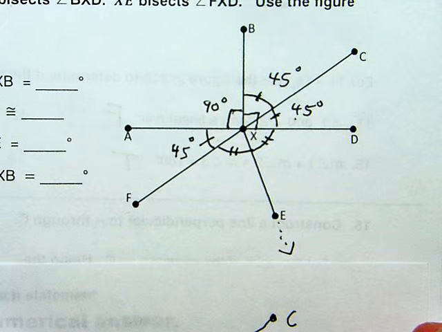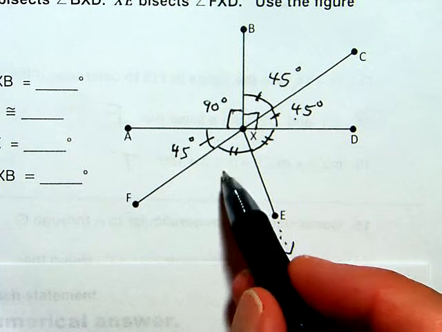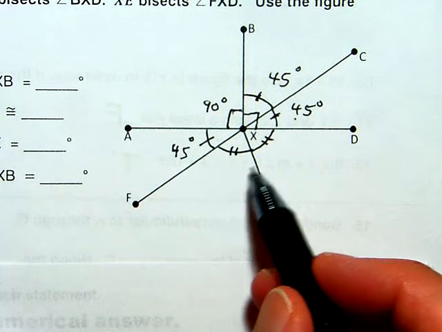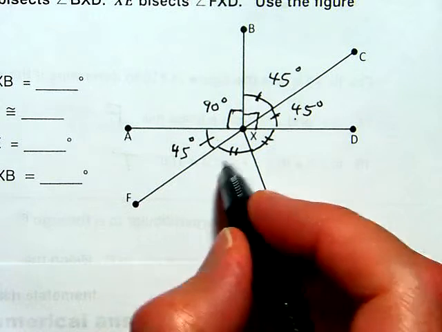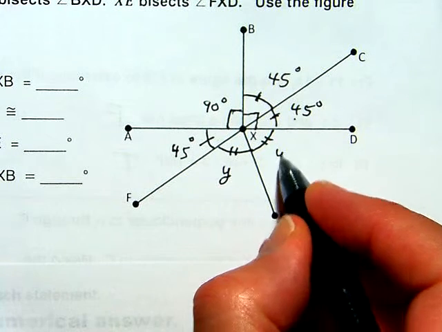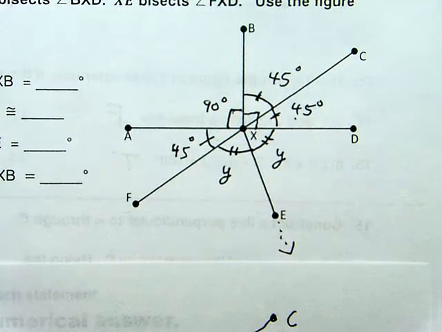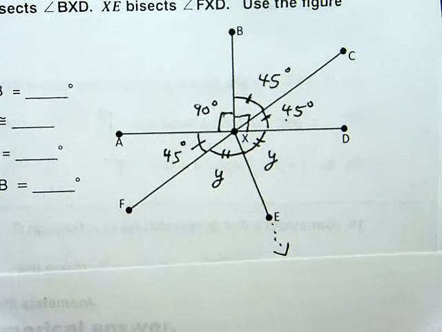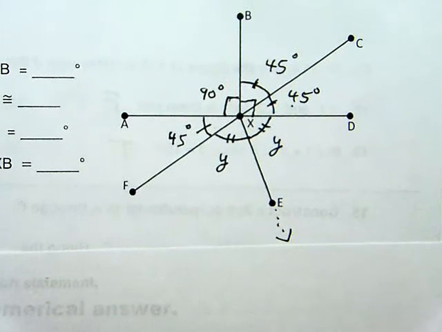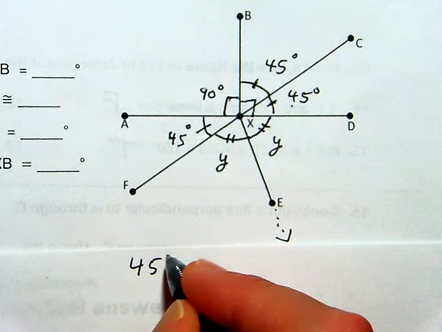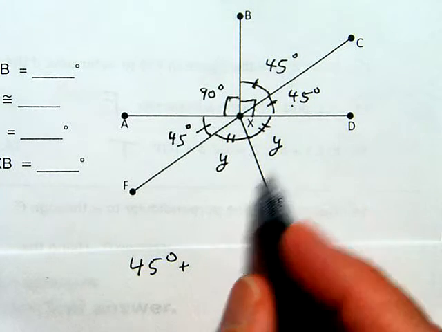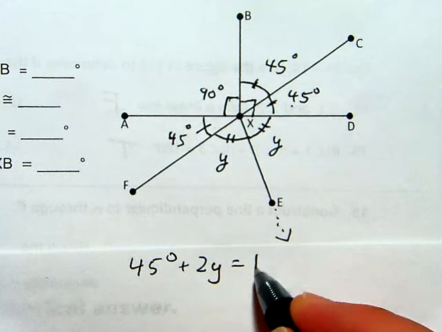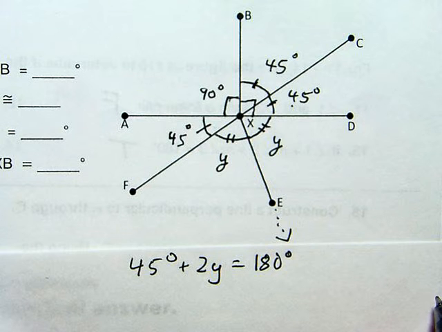Okay, so we are almost done. We've said that these three angles add up to 180. We don't know what these two angles are. Let's call them y. What we do know is that 45 degrees plus y plus y, which is 2y, has to equal 180 degrees because they add up to a straight angle. And now we can solve for y.